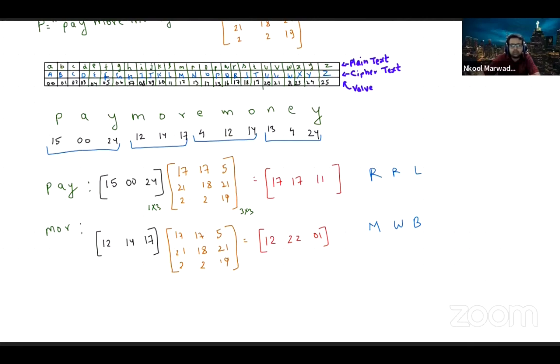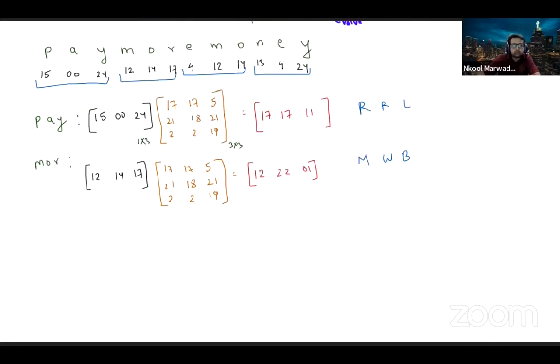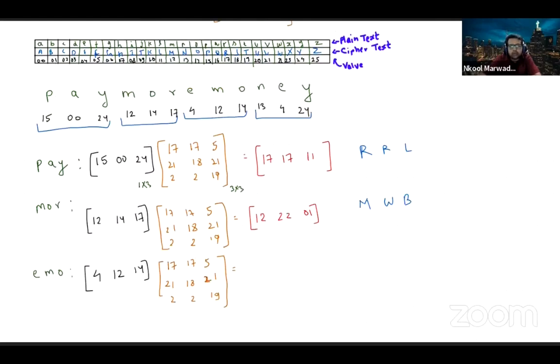Let us do it, because 2 more blocks we have to do. Then we have NEY. This EMO will be something like 4, 12, 14, and we will multiply it with the given key itself, 17, 17, 5, 21, 18, 21, 2, 2, 9, and we will get the answer. The answer will be 10, 0, 18. If you multiply these 2 matrices, you get something like this, and it is KAS, encrypted.